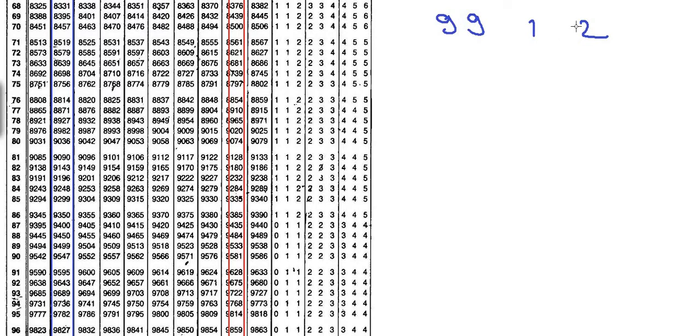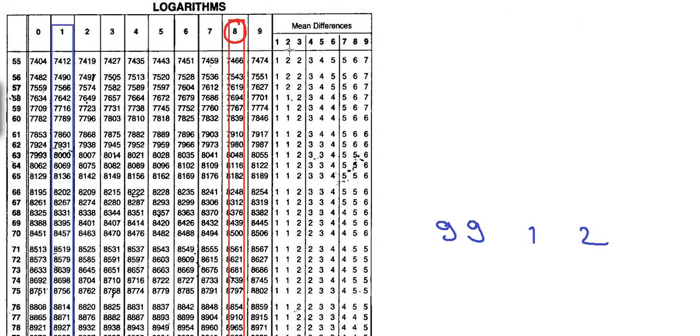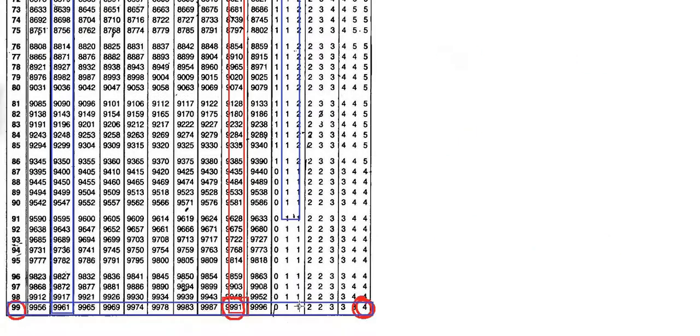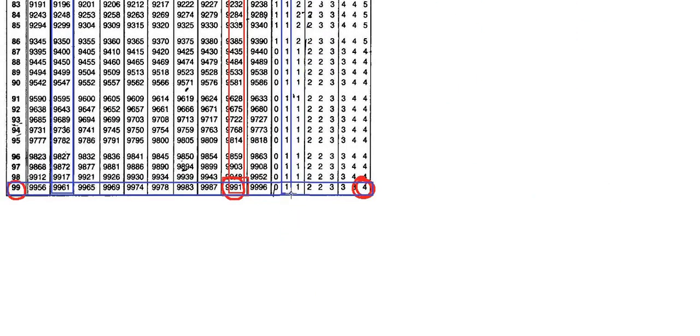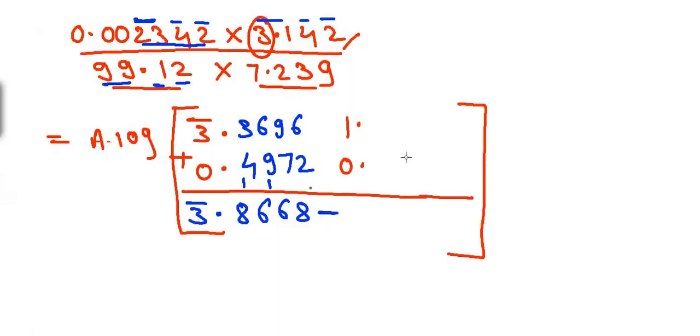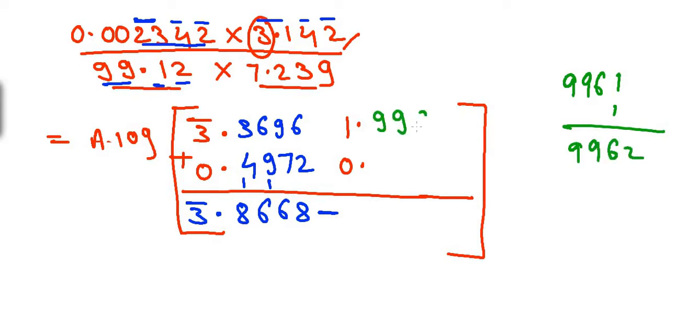Now the mean difference for 2. This is the mean difference for 2. The mean difference is 1. And therefore the mantissa is 9961 plus the mean difference 1. Now 9961 plus 1 is equal to 9962. Let us write it here, 9962.